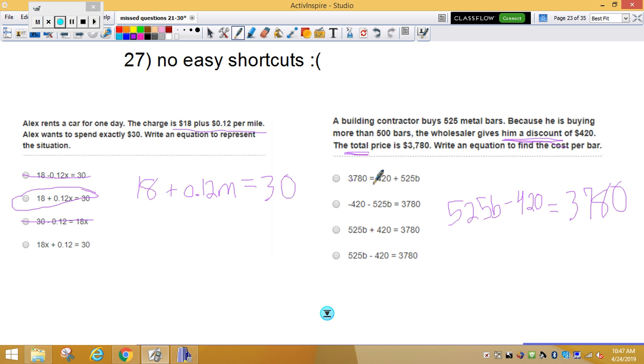So A is not right because again it has the plus. B is not right because they're both negatives in subtracting. C is wrong because it says it's going to add $420 to my bill. D is the one that's right because we're subtracting $420.